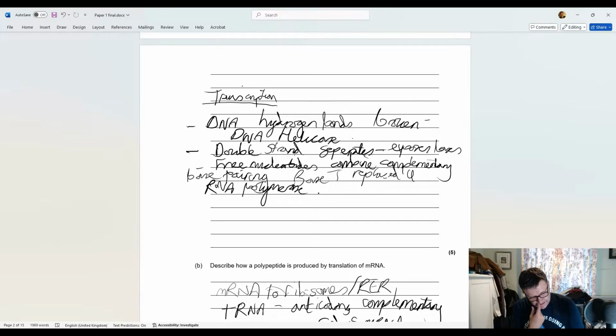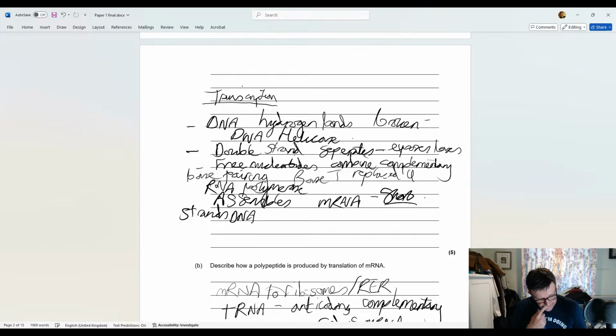Okay. And then it assembles the mRNA strand, so it separates and it assembles the mRNA. Now, mRNA is very short, okay? It's usually 1 gene, but it's usually quite short. And then the strands of the DNA rejoin. This is more than a 5 marker. They reform into a double helix.